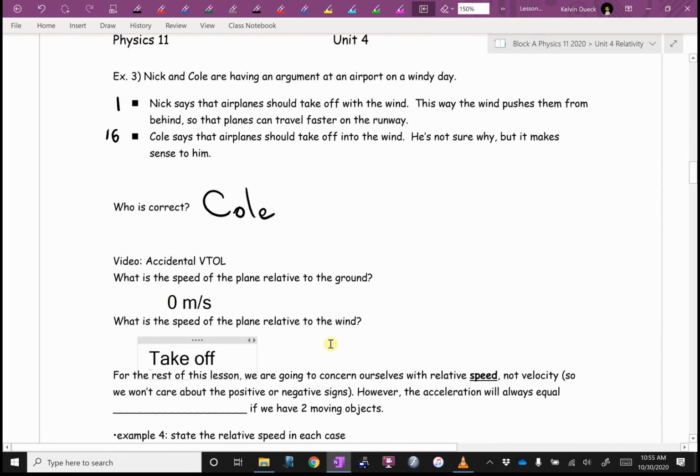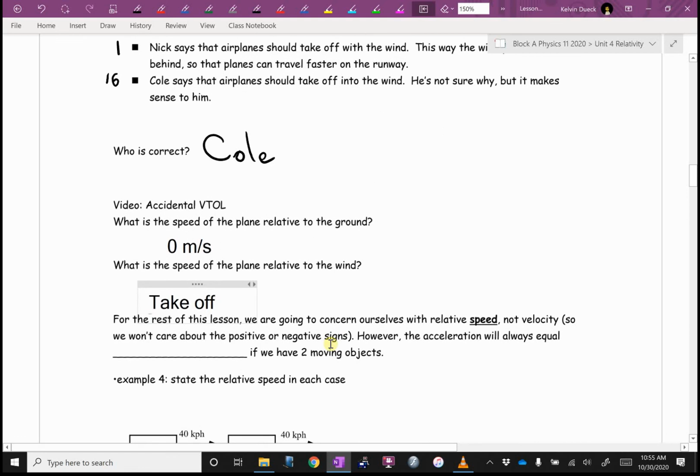for the rest of this lesson, we're going to concern ourselves with relative speed, not velocity, so don't worry about the negatives or positives. But acceleration will always equal what? Any time for the rest of the year we have 2 moving objects, we can assume A is 0.